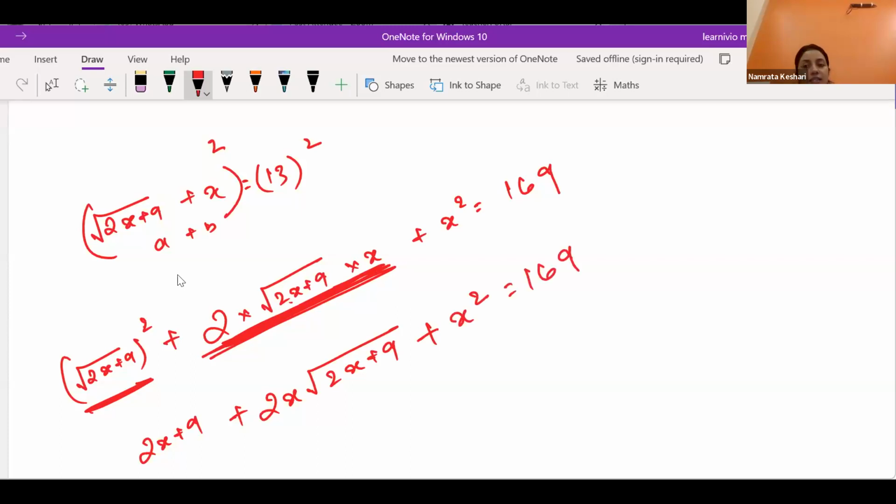That's why I am suggesting that whenever you have a square root term in any equation where you have to solve for x, please shift everything to the other side and keep only the root term on one side, and then do squaring. Definitely you will be able to solve it.